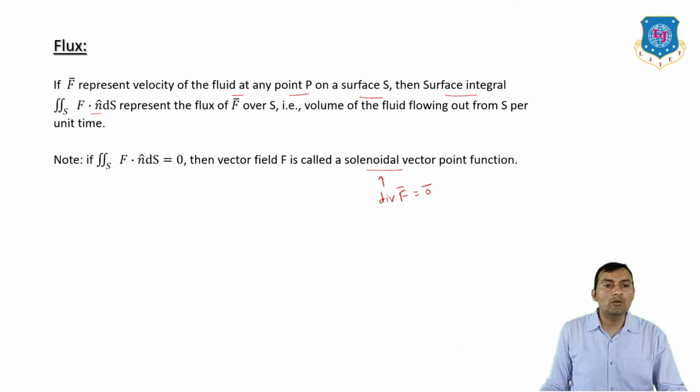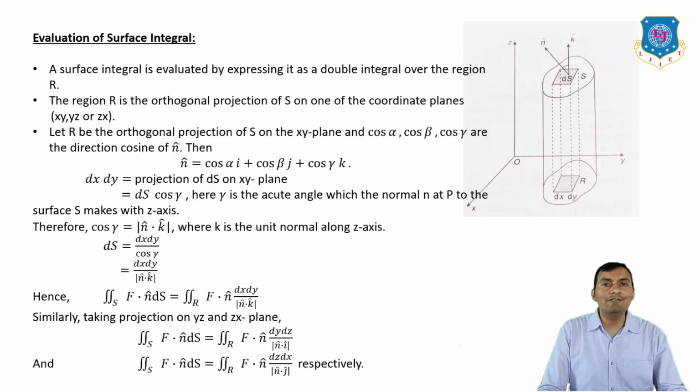So now we are going to focus on how to evaluate the surface integral. Here a surface integral is evaluated by expressing it as a double integral over the region R. This is the surface S, and we have assumed that this is a small portion of the surface S, denoted by dS. Also, we can note that k cap is parallel to the outward normal, that is the z direction, and n cap is the unit normal vector at that particular point. Whenever we take the projection on the xy plane, this will be your region R.